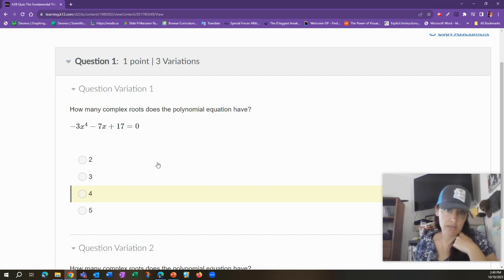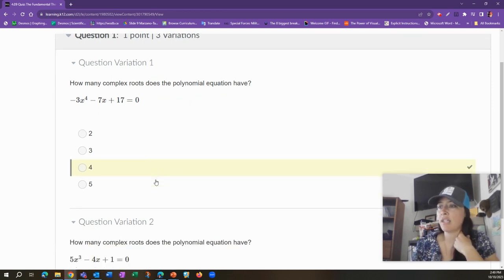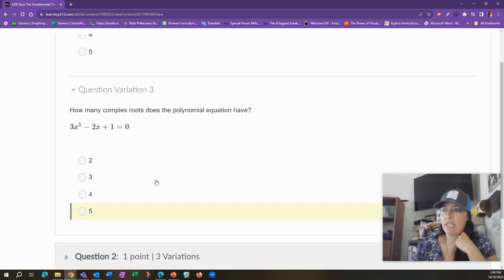Or they might be real, meaning actual real x-intercepts. So we'll talk about that. And when they repeat, what does that mean when they repeat? We'll talk about that in a second. Multiplicity. Okay.